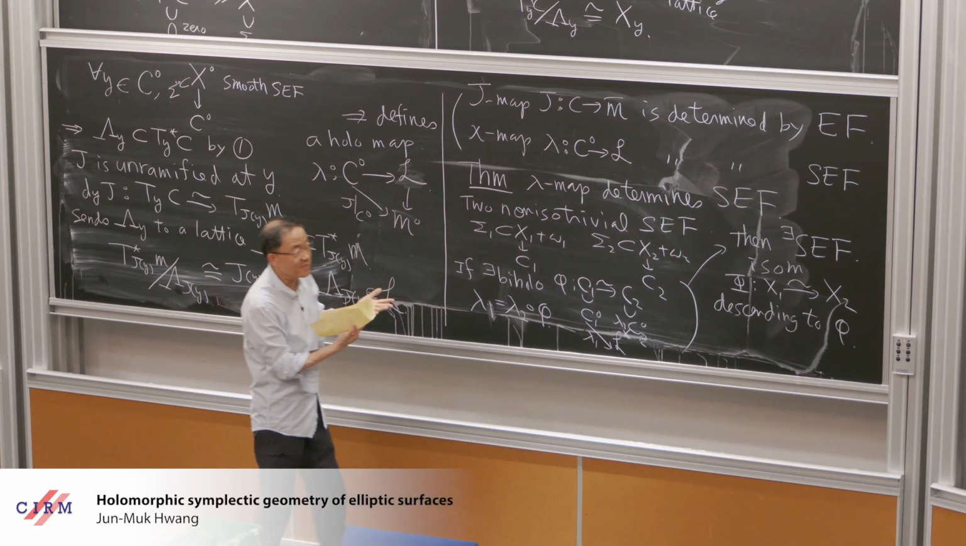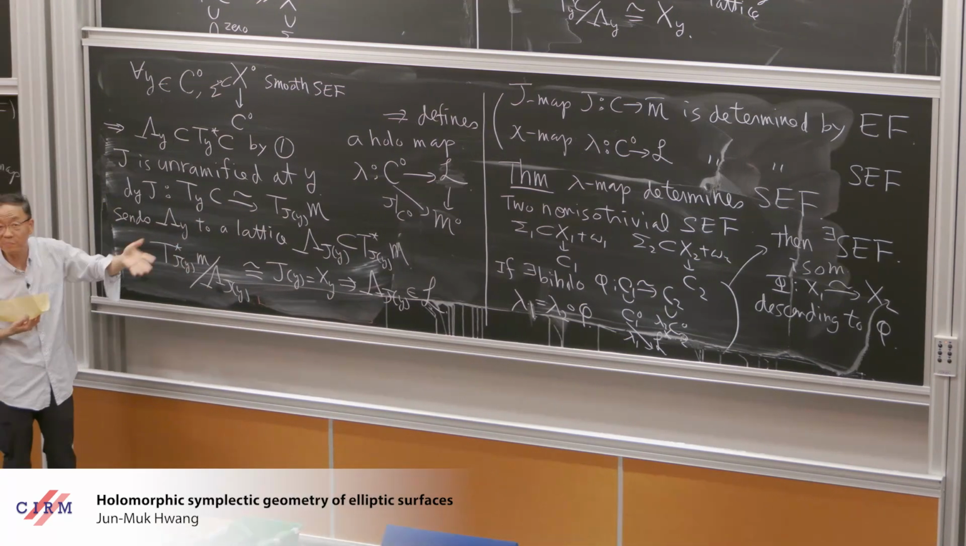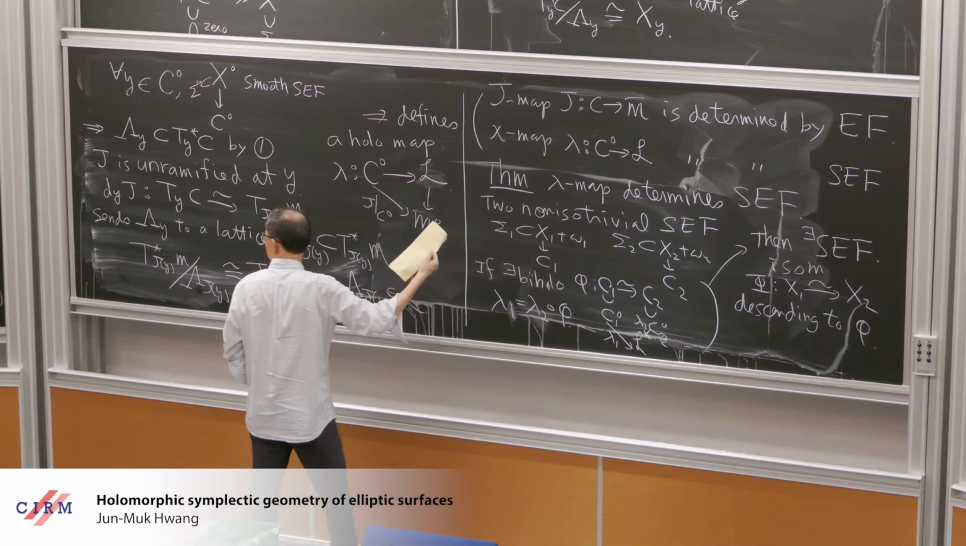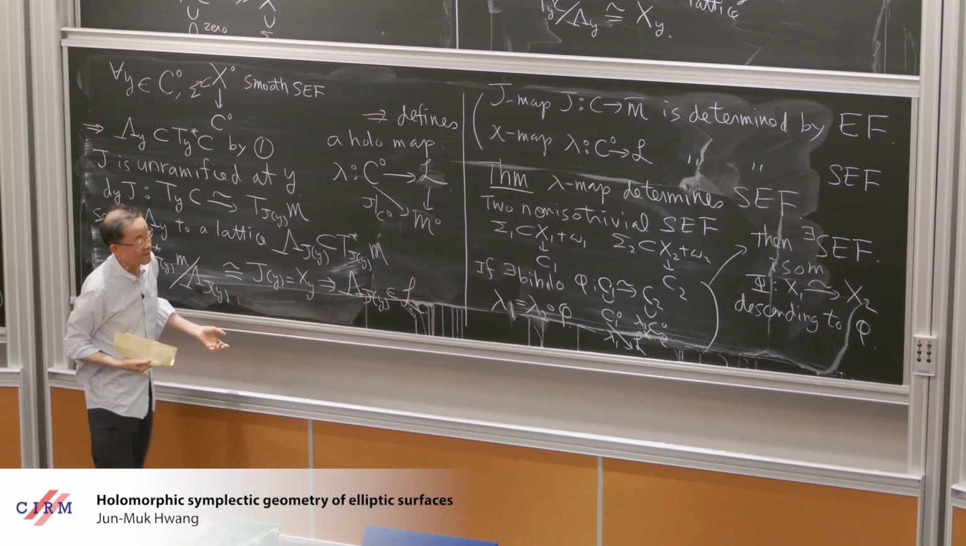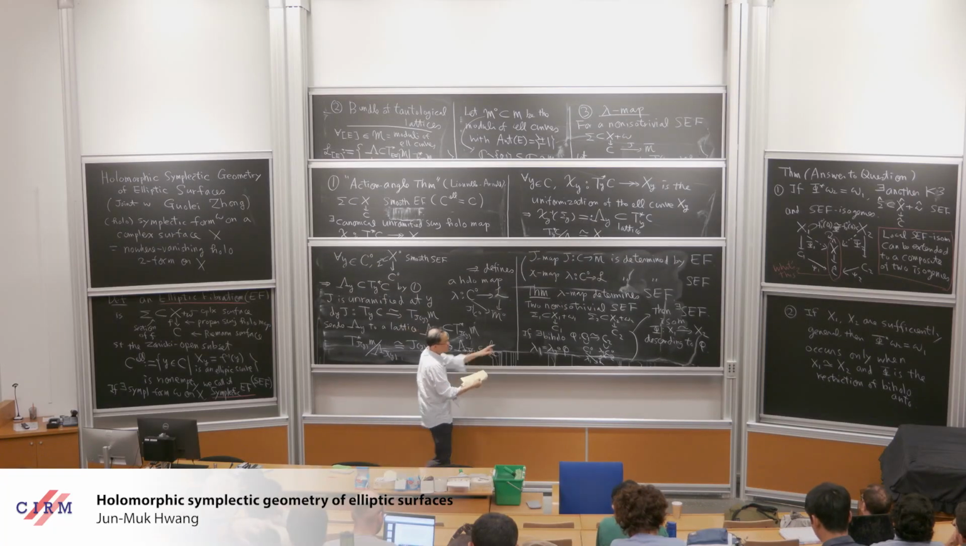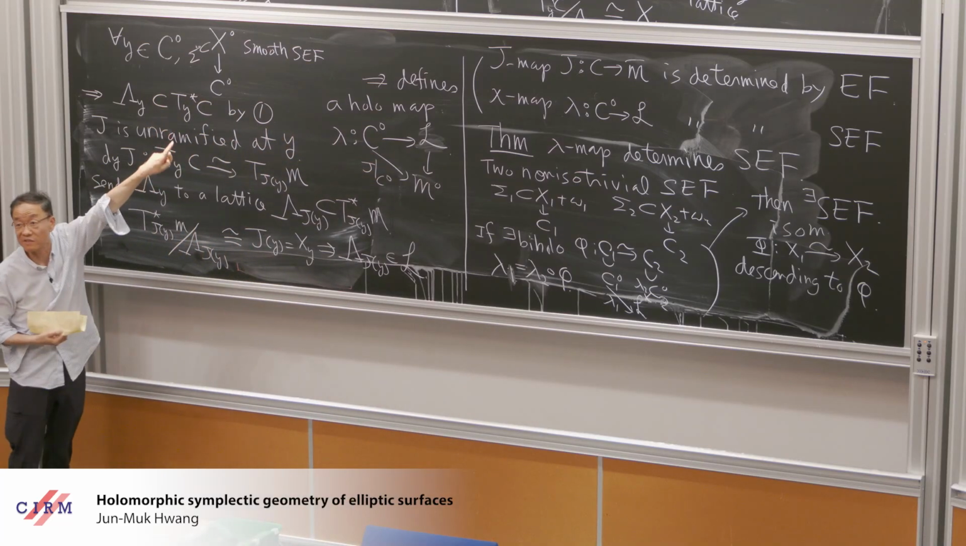So it shows that there's some advantage of using symplectic geometry. It simplifies even some part of elliptic fibration theory. It becomes simplified. So that's the result. And the proof of this is essentially an application of this action angle theorem.